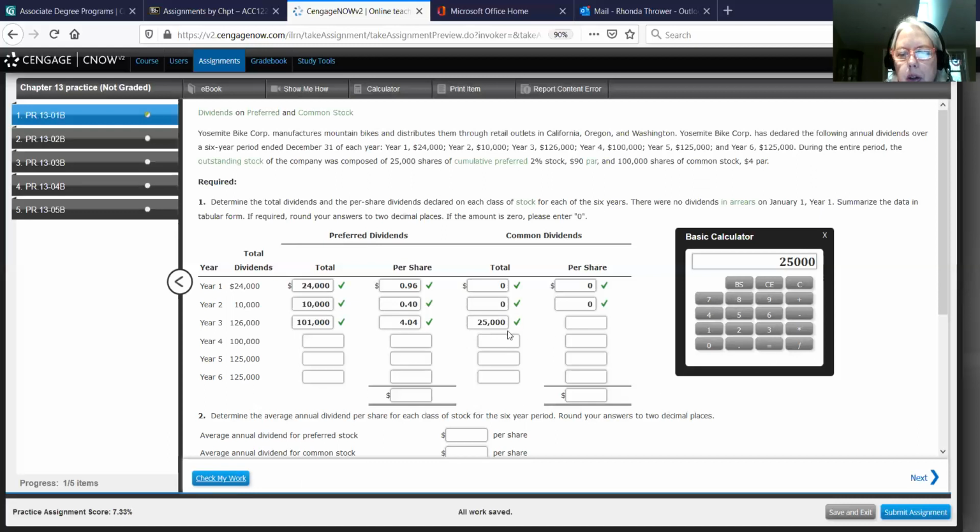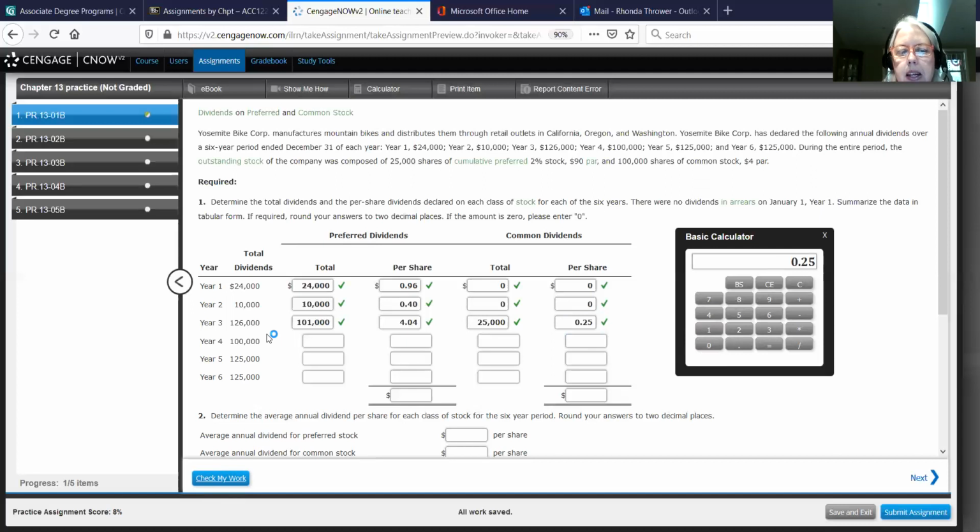We're going to take that $25,000 and we're going to divide it by the amount of shares that are outstanding of common stock. We've sold 100,000 shares. They're out there that we've already sold. Those are outstanding shares of stock. And we're going to divide this 25,000 by 100,000 shares of our common stock. And that will tell us the dividends per share that we paid to our common stockholders.